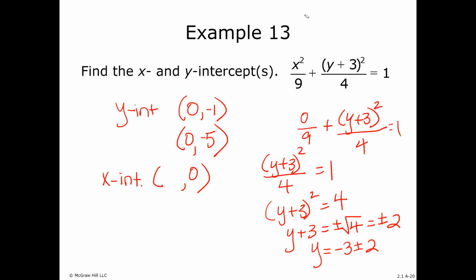So when you put in 0 for y, you're going to have x squared over 9 plus 0 plus 3 squared, which is 9, over 4, and that's supposed to equal 1. So you'll have x squared over 9. If you subtract 9/4 on both sides, you'll have 4/4 minus 9/4 is negative 5/4. And so if you cross multiply, you'll have 4x squared equals negative 45, and that's impossible because x squared is positive and 4 is positive, so you can't get a negative number for that. And actually, we could have seen that here already. So this does not cross the x-axis.